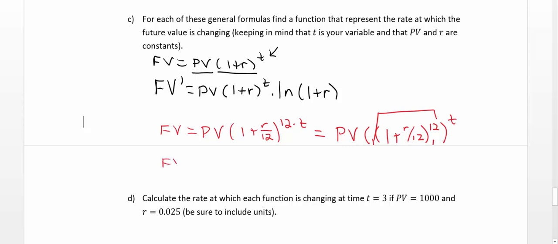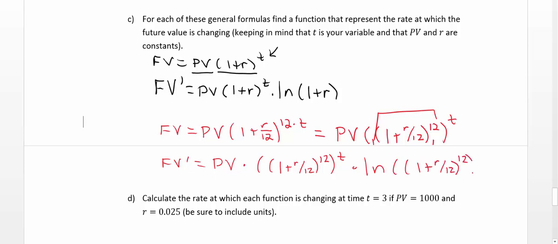So the derivative here, again, FV prime, is going to be PV from our constant multiple. That number is going to multiply our derivative. And we're going to multiply that by 1 plus r over 12 to the 12th to the t. So we get the same thing back times the natural log of the base. And my base here is going to be 1 plus r over 12 to the 12th, because that's the constant part of that function. So we found a way to write the derivative of how quickly our investment is changing, knowing that the variable is t and knowing how to take derivatives of exponentials.